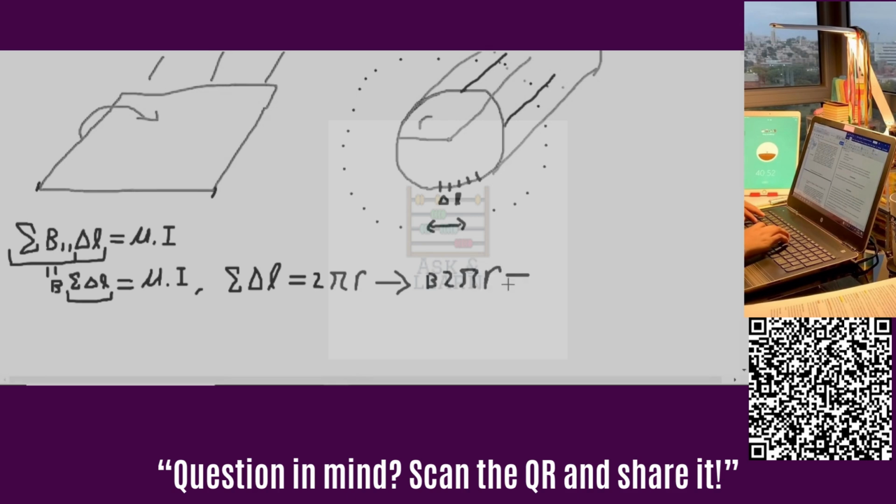Is equal to mu naught times I. Mu naught times I. So what happens now if we're outside of the cylinder? If we go out to, say, a big R here. Well, the magnetic field will stay the same because we have no current out here.